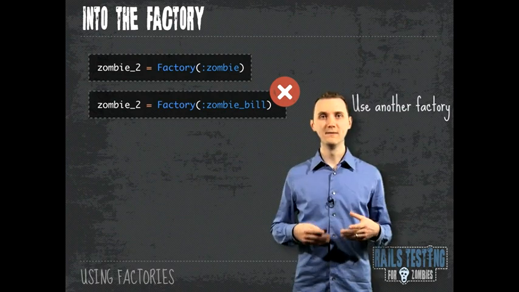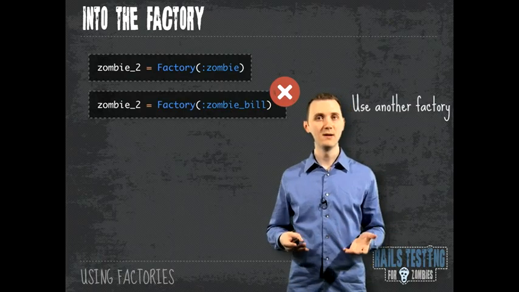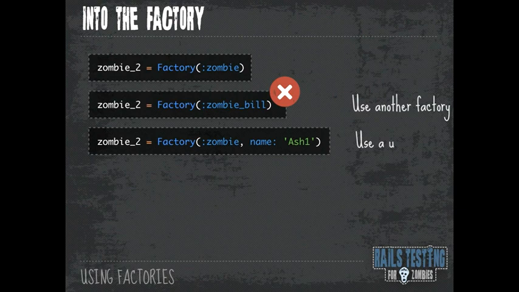So how else could we solve this problem? Well, factorygirl actually allows you to override attributes at runtime, as I mentioned at the beginning. So we could say zombie2 equals factory zombie name colon ash1. We happen to know that the first one was named Ash, so in our test we can just say I need a new one after that one and I'm going to call it ash1. That'll do it, and that's great.